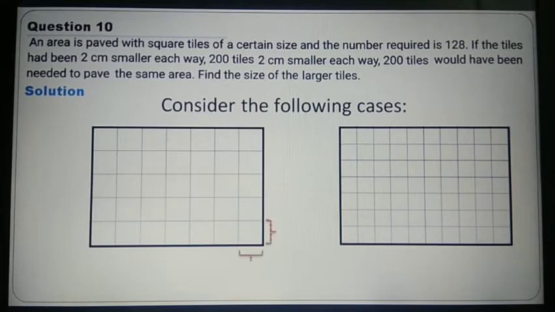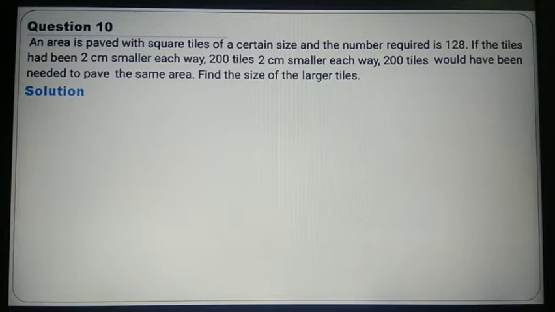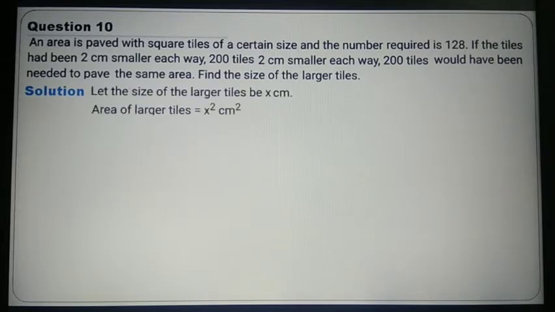Now let me call each side of the square tiles for the bigger one to be x. Okay, x centimeter. Then in the next case this is reduced by 2 centimeter, so that's why this will be equal to x minus 2 centimeter. Okay, so you can pause the video to make a small diagram of it. Okay, so we'll go to the next part. As I said, let the size of the larger tiles be x centimeter and the area is going to be side square, that is x squared.